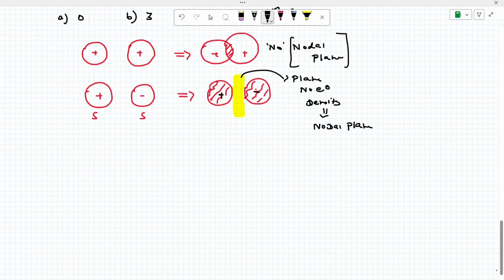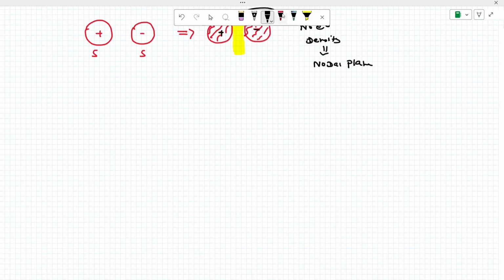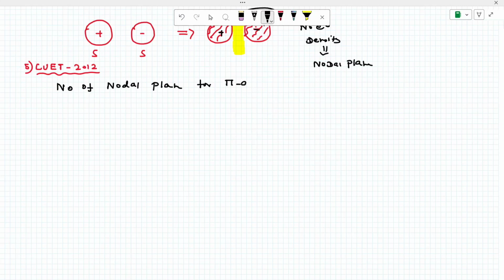The same CUT exam, question number 5. They ask a different level question. In the 2012 CUT exam, what is the question they ask? A simple question on the same model: the number of nodal planes for pi antibonding orbitals. Options: A 0, B 2, C 3, D 4.